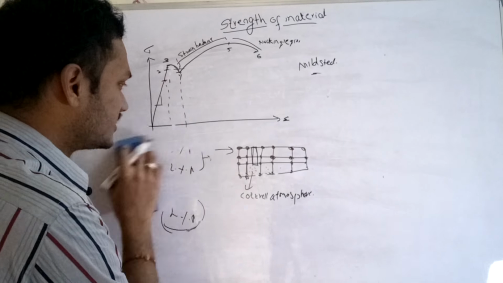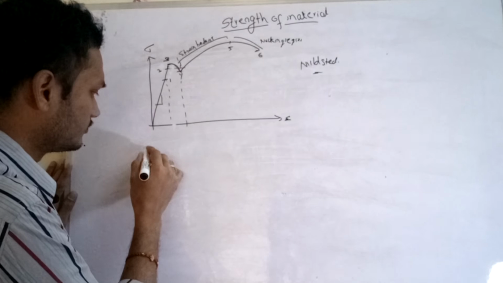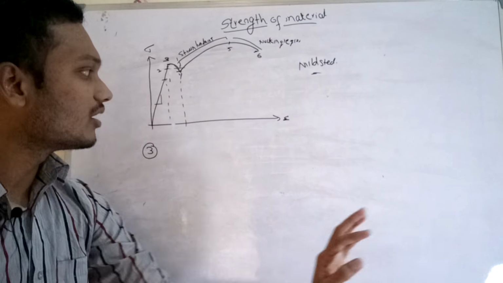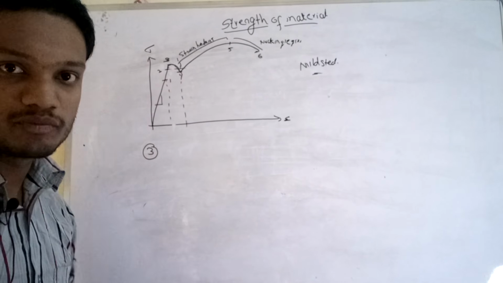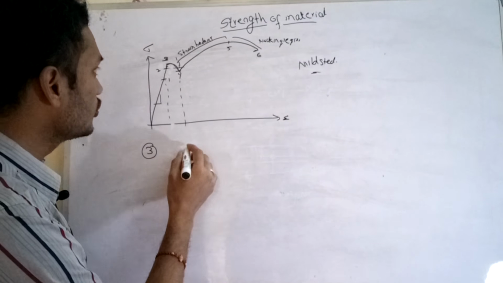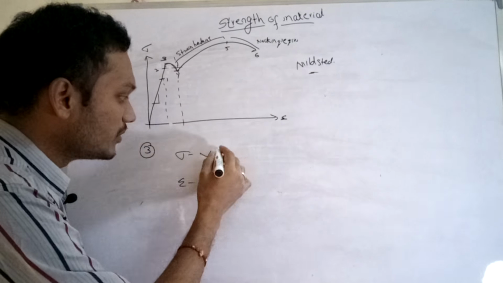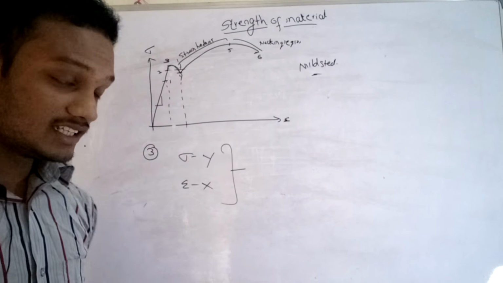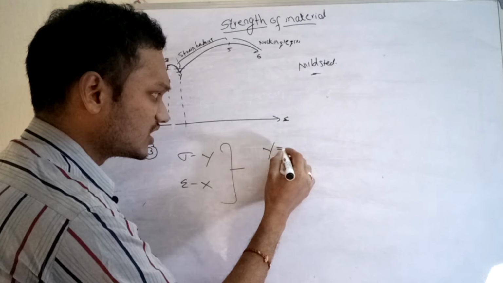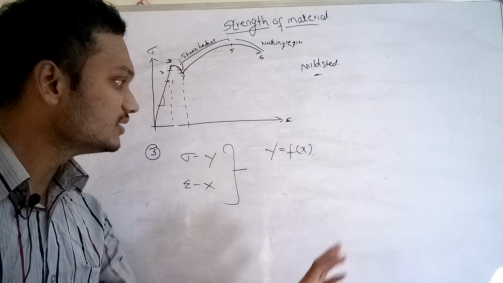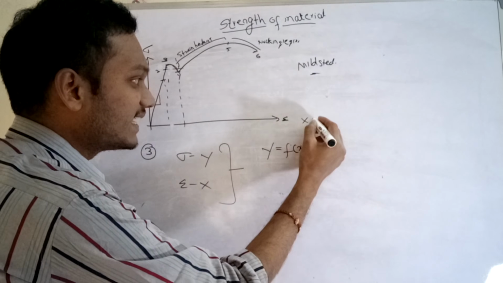Okay. The next thing from this stress-strain curve is, why do you have to plot stress on the y-axis and strain on the x-axis? Why can we not interchange them? What is the reason behind this? The reason is, from a mathematical point of view, if you write any function, y is a function of x, which means x is an independent variable and y is a dependent variable.